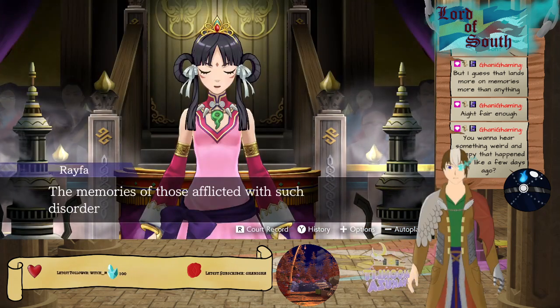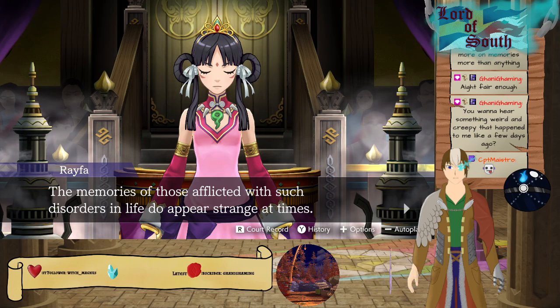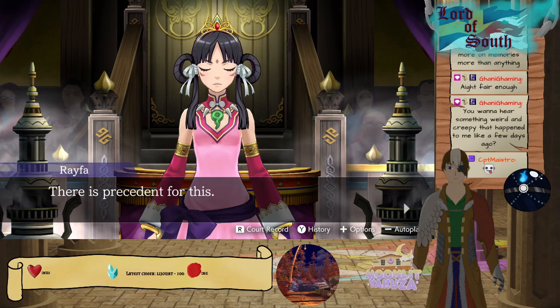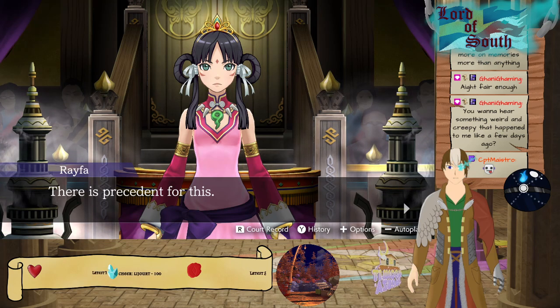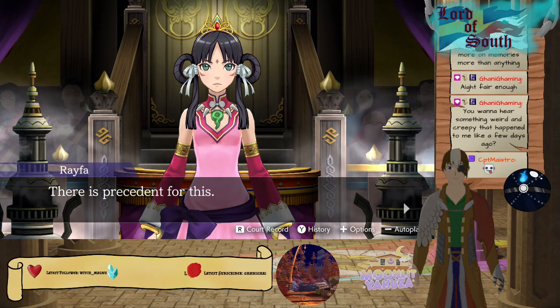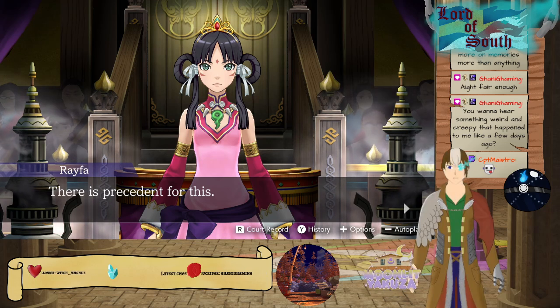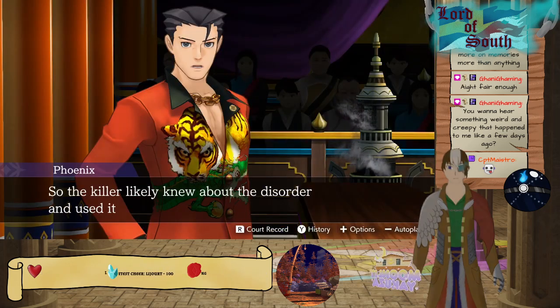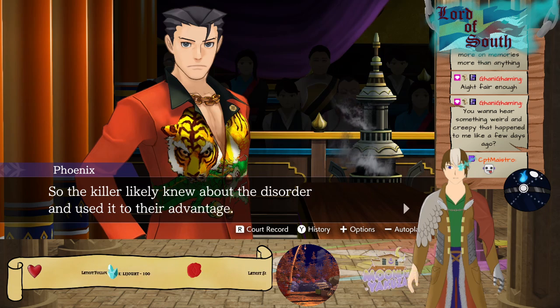The memories of those afflicted with such disorders in life do appear strange at times. When I hear something weird and creepy that happened to me a few days ago, sure thing. There is precedent for this. So, the killer likely knew about the disorder and used it to their advantage.